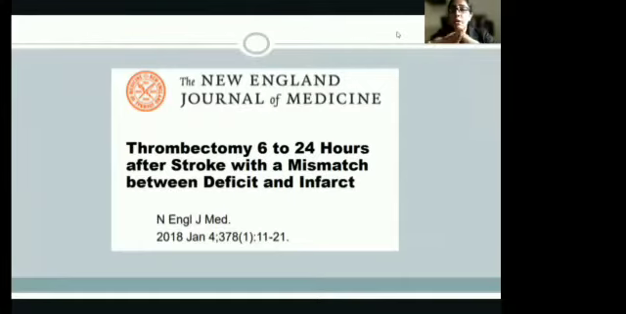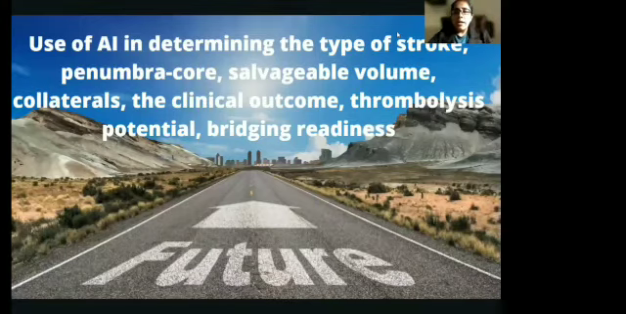This is what I was talking about. You can extend it up to 24 hours, particularly if you do see that there is a mismatch. That is like a win-win in terms of the tissue, and you can thrombolyze it. Now, AI is going to be revolutionary pretty much in terms of stroke care.